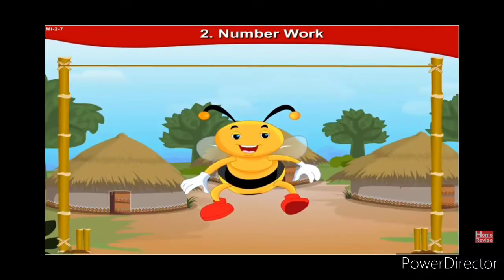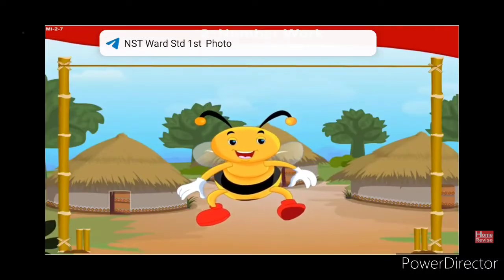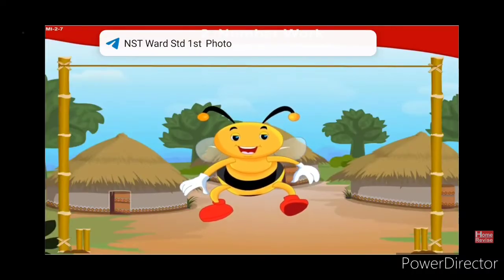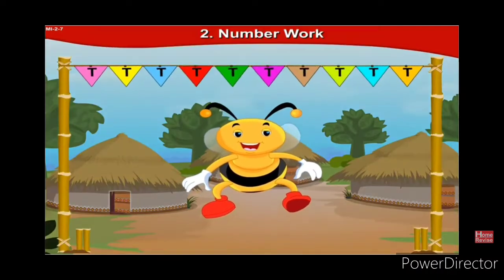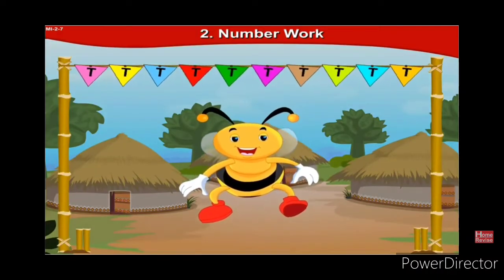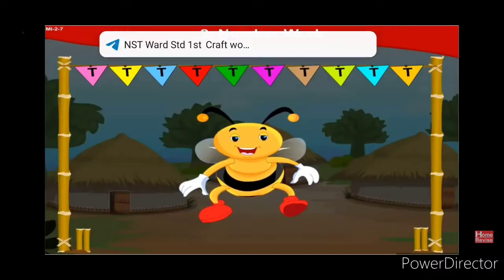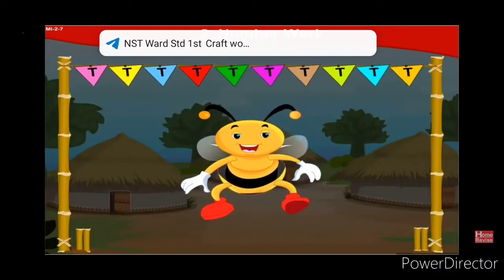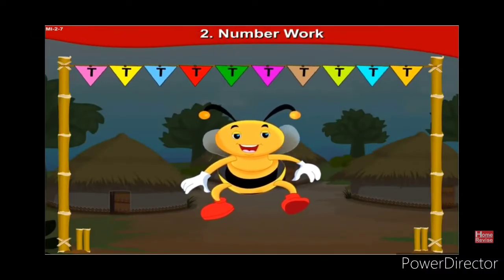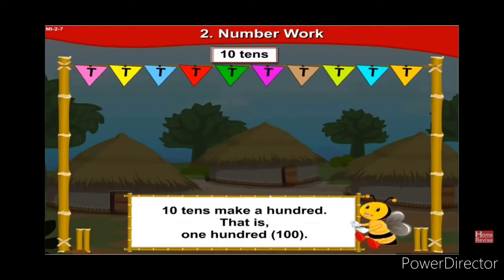Now let us revise the concept of hundreds. For that, we will use the picture of crackers. You love crackers, right? But do you know that they pollute the environment? Alright. Now 10 tens make 100. That is 10 tens, which is 1 hundred.